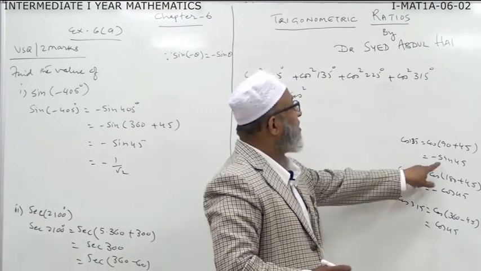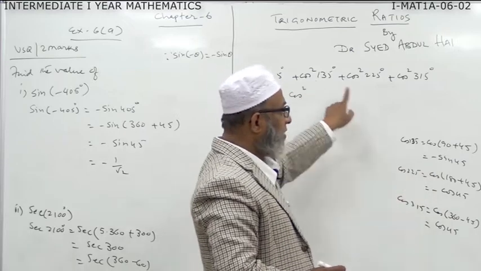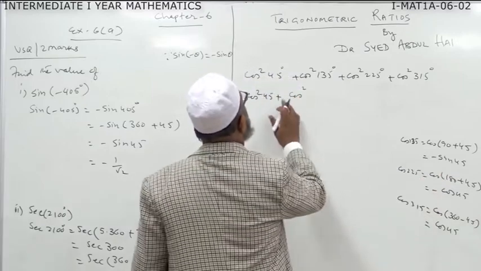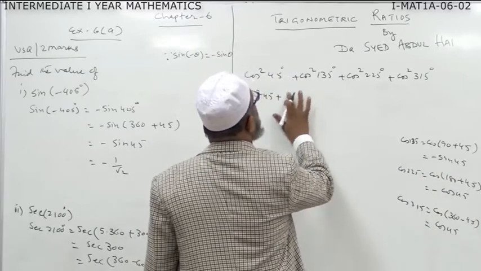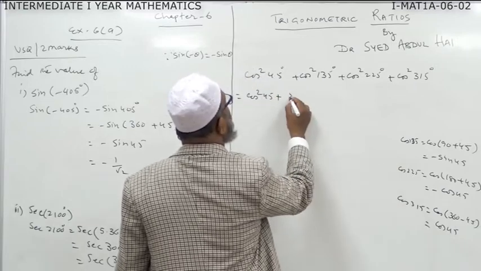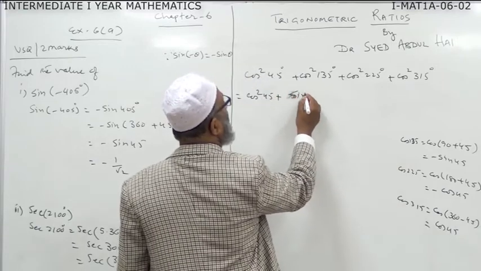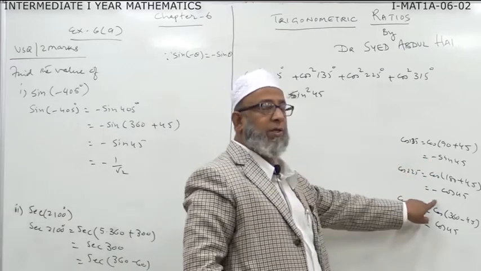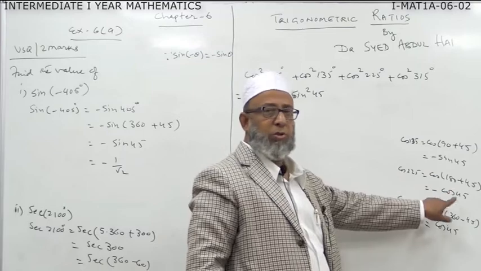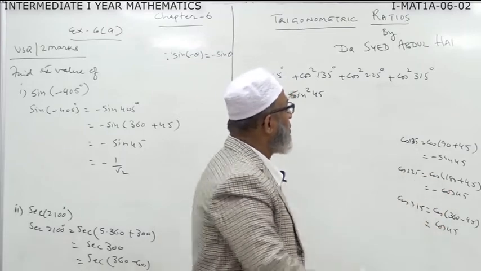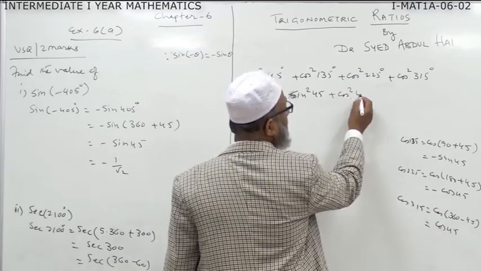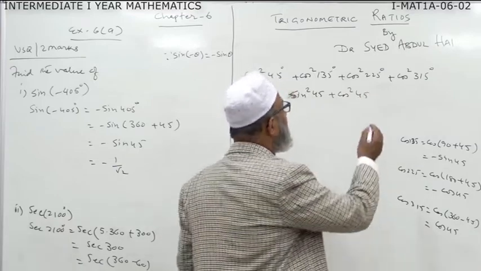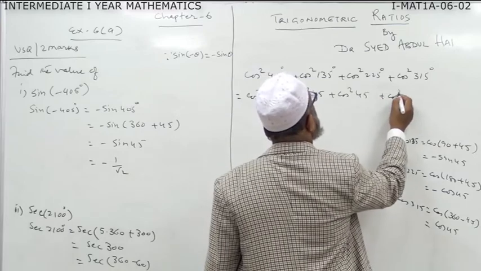Therefore, cos 45 is 1 by root 2. So, I am writing cos square 135 as sin square 45. This minus becomes plus. Cos square 225: cos 225 is equal to minus cos 45, on squaring this becomes positive, that is cos square 45. Cos 315 is equal to cos 45, on squaring this becomes positive, cos square positive.